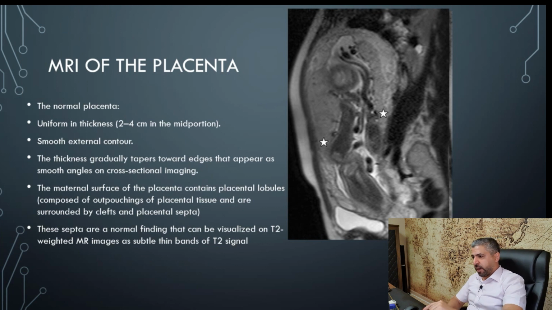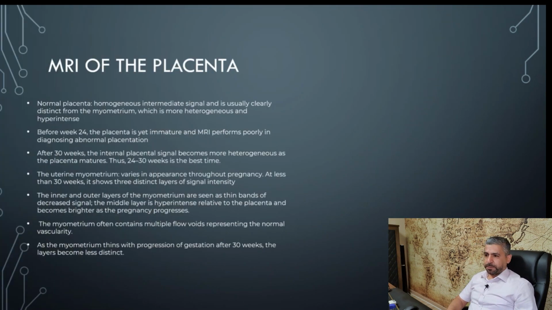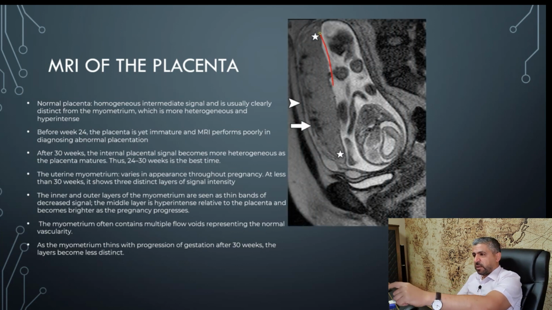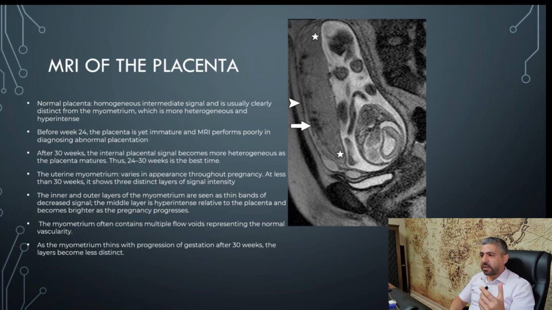And again, another example, we can see here that this is a smooth placenta with tapered edges here and there, okay? And you can see some flow voids in the normal placenta. Now, in MRI of the normal placenta, we should know how to differentiate the normal placenta from the normal myometrium. So the normal placenta has an intermediate signal intensity. Like you can see here, it has this intermediate signal intensity, while the myometrium is usually clearly distinct from the placenta, because it has a more heterogeneous and more hyperintense signal.